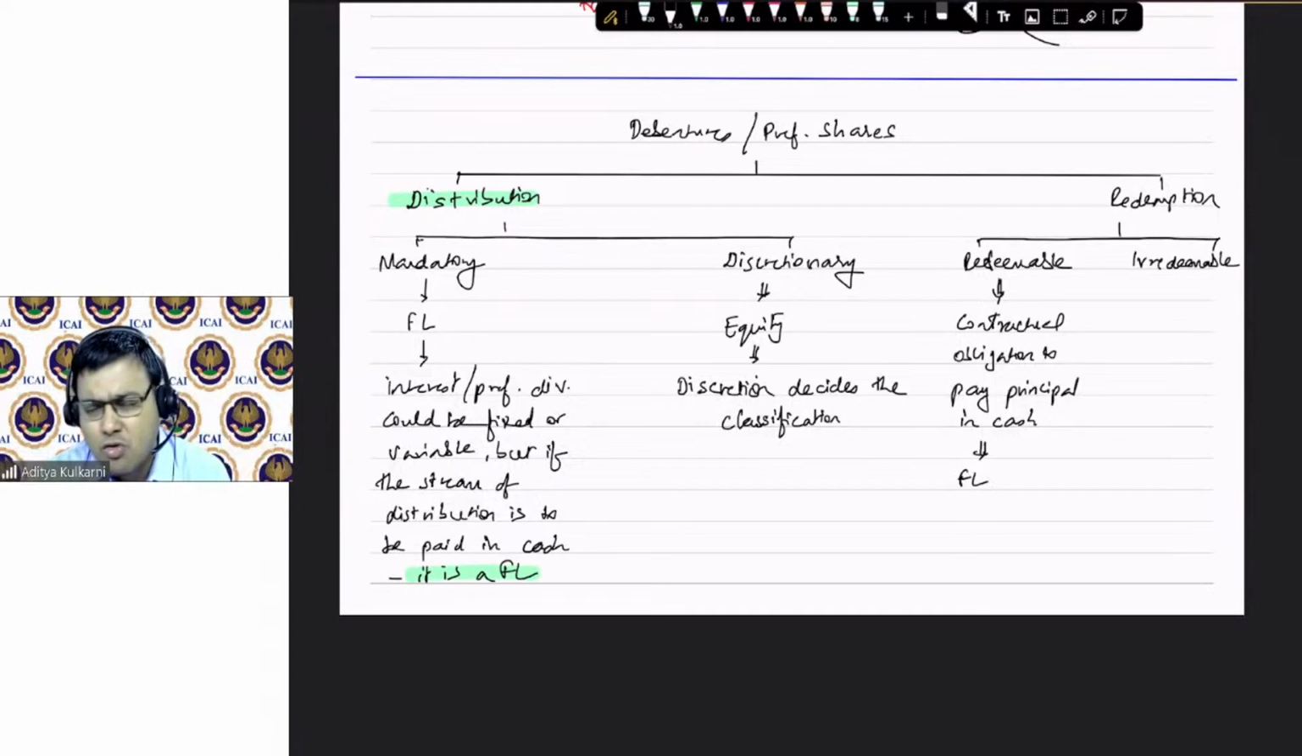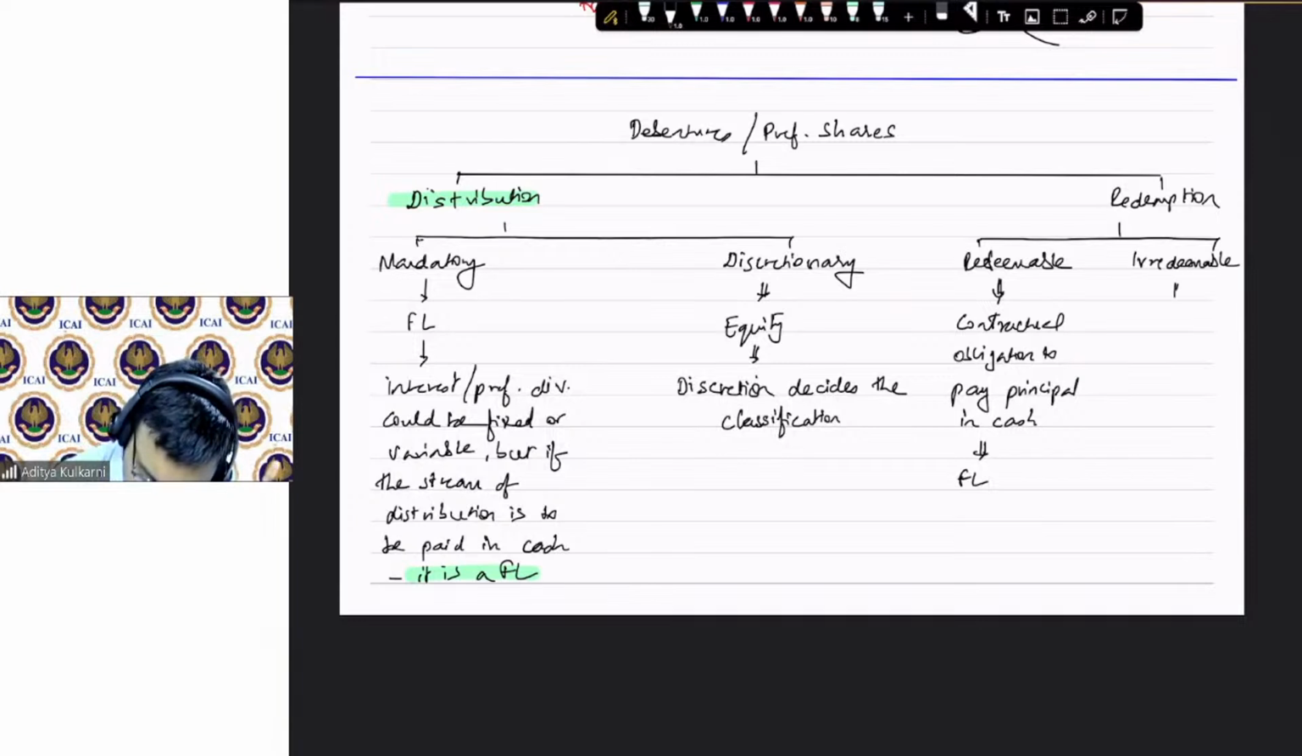Who issues, who subscribes, I'm not interested. I am interested in looking at the feature of the instrument. Why will anybody subscribe? That is his choice; he wants an income annuity flow regularly. So he puts in the amount and goes on getting the flow of distributions. So why are you worried about it? You look at the classification.